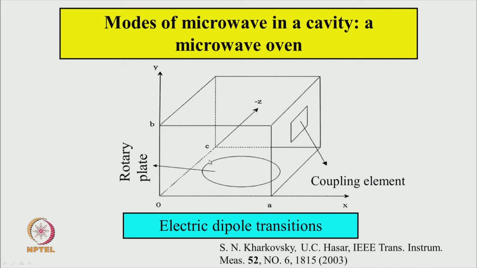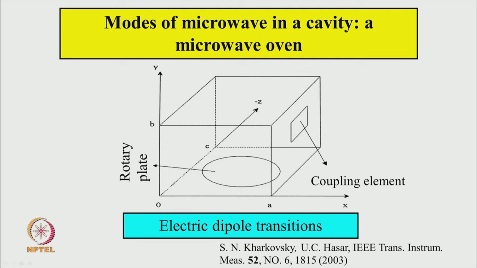To find out where the electric field is maximum, one can do a small experiment: remove the rotating plate, and keep a very thin layer of, let us say, papad, or some thermal paper which changes its color from white to black when it is hot, and then run the microwave oven for some time. What will happen? Because it is not turning, wherever the electric field is maximum, the maximum heating will take place at that place, and the color of the paper will change, or the papad may become charred.